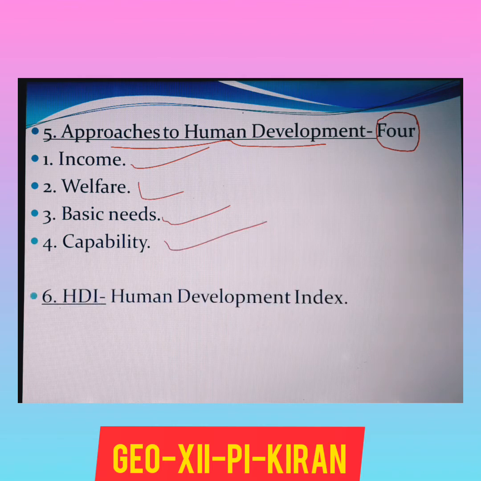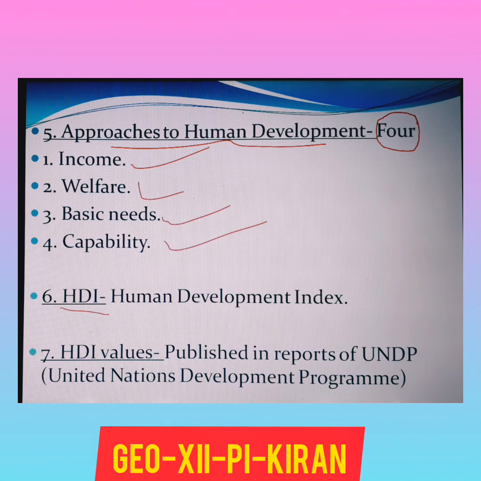Next, Human Development Index. It is called HDI. This is prepared by UNDP, United Nations Development Program. Next, HDI values. These are the scores of different countries published by the reports of UNDP. As I mentioned earlier, United Nations Development Program.